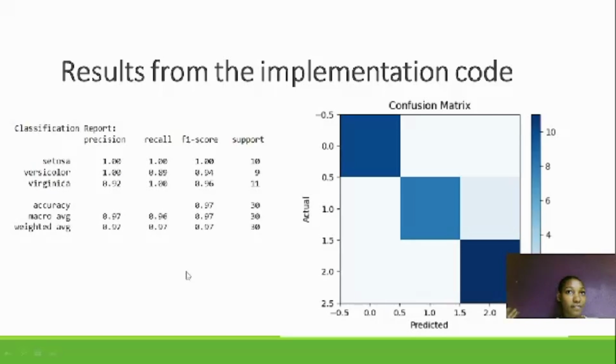So this is our graph. The diagonal pattern shows the classes that were correctly classified, and the dark blue shows the ones that have the highest number of features. These very faded blue parts are the features that were misclassified, and these ones were correctly classified. The horizontal axis is for the predicted outcomes, and these are the actual ones.